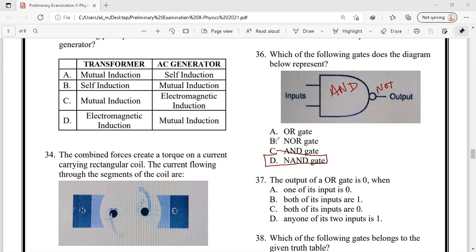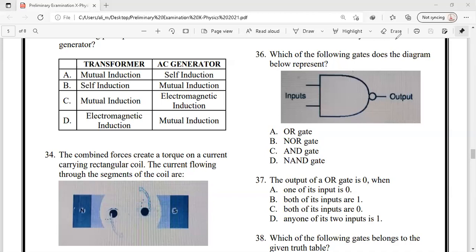Then we have question number 37. The output of the OR gate is 0. The OR gate gives 1 when its inputs are 0 1, 1 0, or 1 1. If any of the inputs is 1 in an OR gate, the output is 1. If all the inputs are 0, the output of the OR gate is 0. So both inputs should be 0 in an OR gate to get the output equal to 0. So option C is the correct answer.